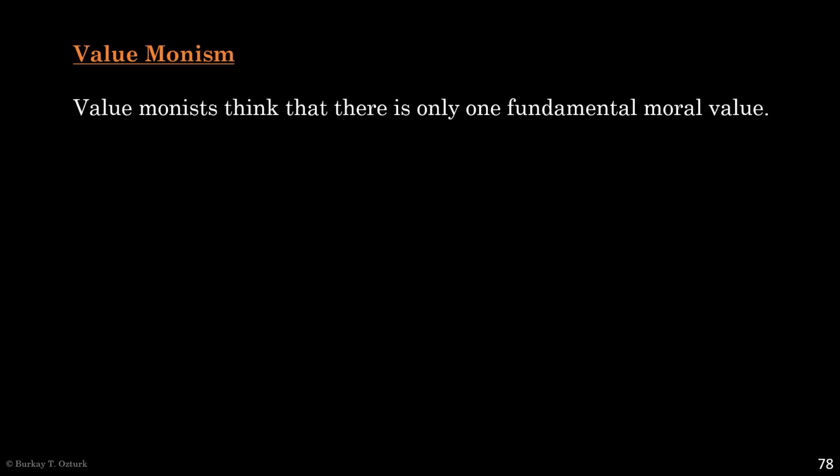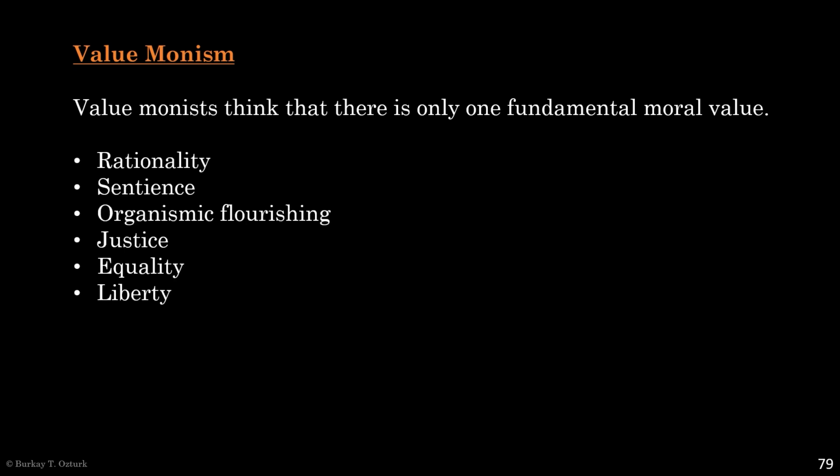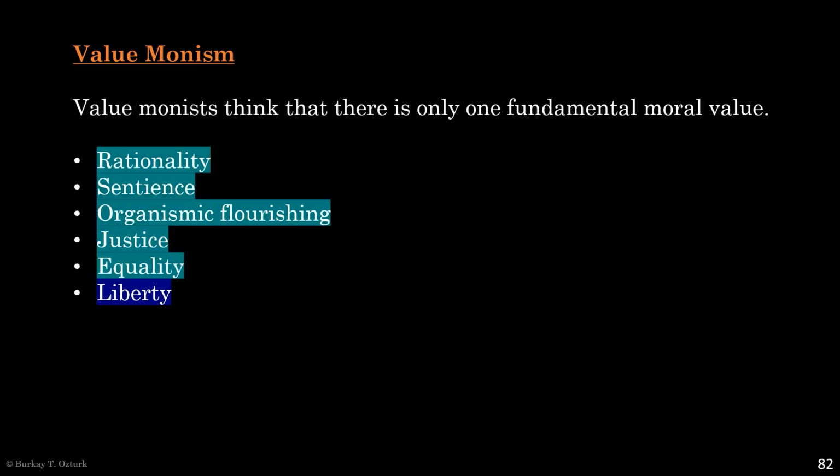A value monist thinks that there is only one fundamental moral value. So among these values and many others, let's say only rationality is the fundamental one. Or liberty. All others, according to the value monist, are cashed out in terms of the fundamental value. For instance, a value monist who thinks that liberty is fundamental could argue that equality is also valuable, but only because and so far as it makes us free.